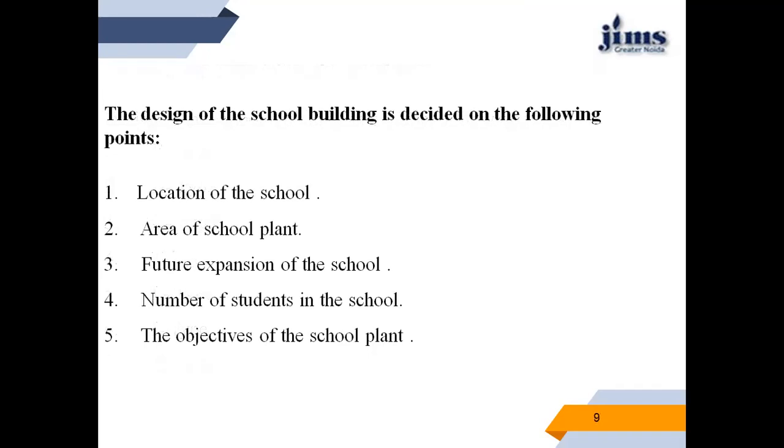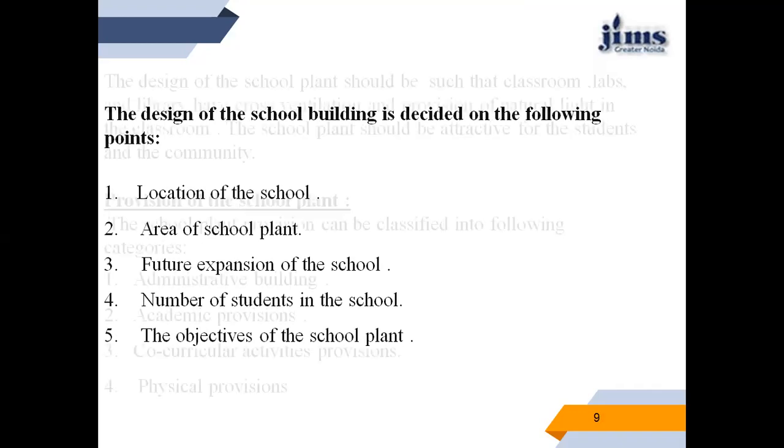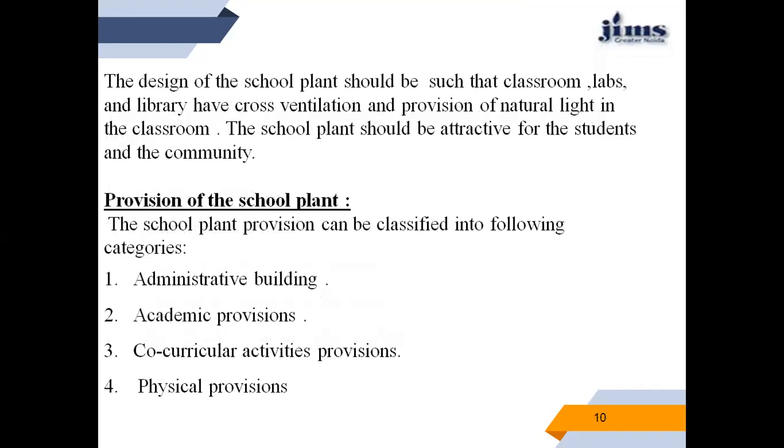The design of the school building is decided on the following points. Number one, location of the school, area of the school plant, future expansion of the school, number of students in the school, and the objectives of the school plant. The design of the school plant should be such that classroom, labs, and library have cross ventilation and provision of natural light in the classroom. The school plant should be attractive for the students and the community.